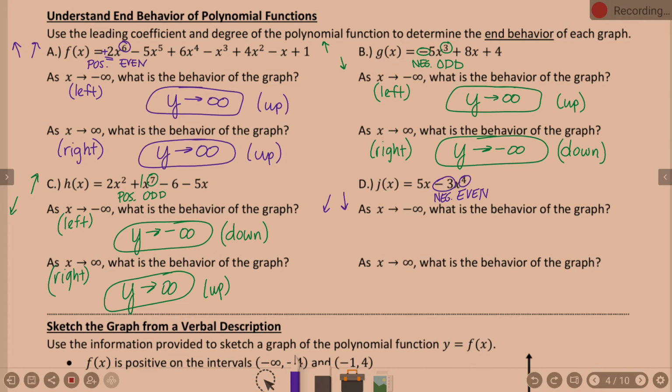As you go left, y approaches negative infinity. And as we go to the right, y approaches negative infinity.